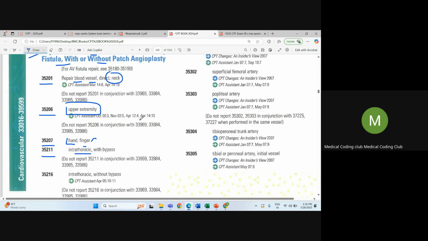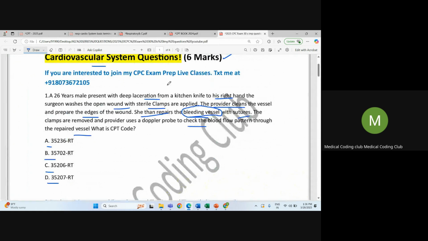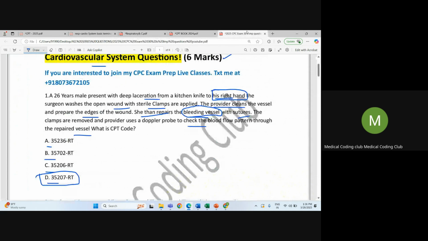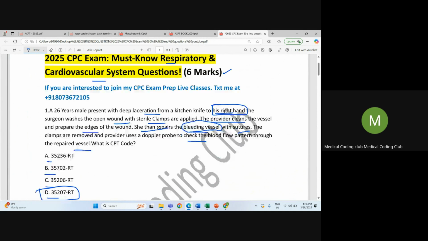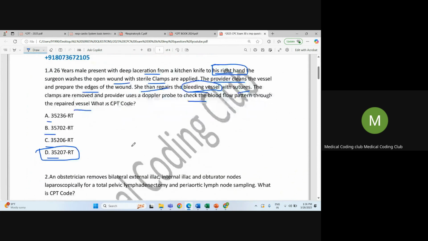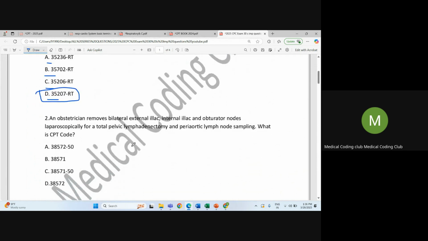So check the location in our question. The location is right hand, so right hand means your correct answer should be 35207. 35207 is the correct answer. This is again an important repeated question. I hope you got a little insight on this particular question. Next we'll move to another question.